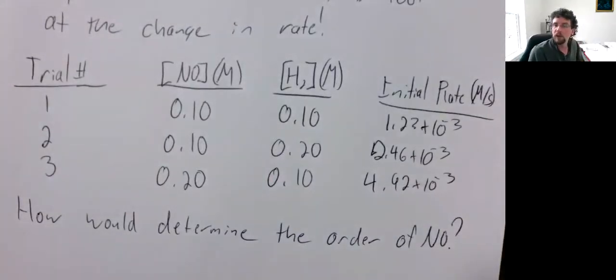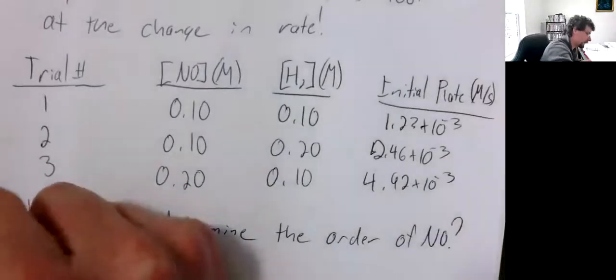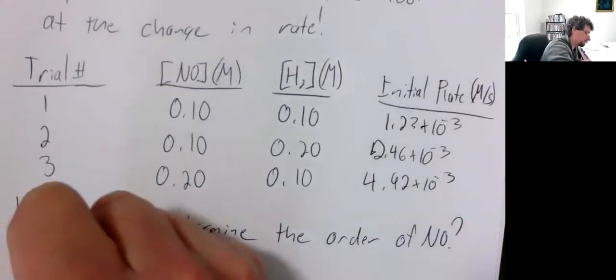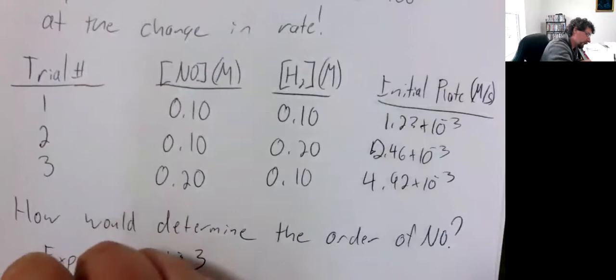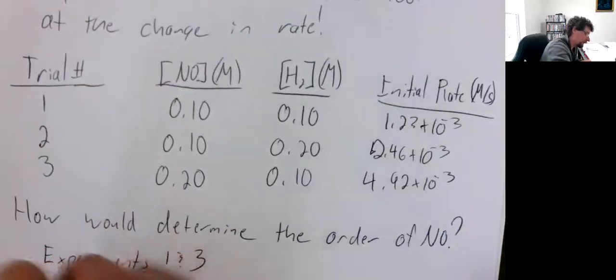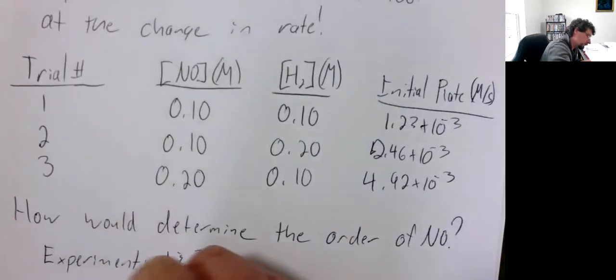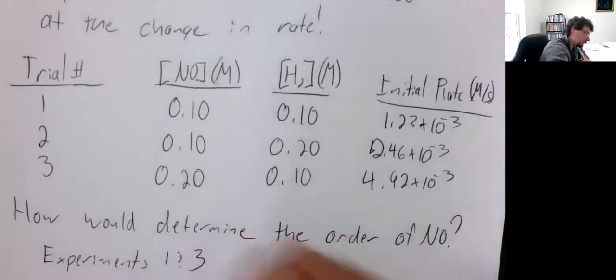We have to look at a situation where only the concentration of NO is changing and not H2, since those are our 2 reactants. The only trials in which we're changing the concentration of NO and not H2 are trial 1 and trial 3. So experiments 1 and 3 are required. Basically, we want to set up a ratio. We want the rate of 3 divided by the rate of 1 to be equal to the concentration of NO in trial 3 divided by the concentration of NO in trial 1, all raised to a certain power.